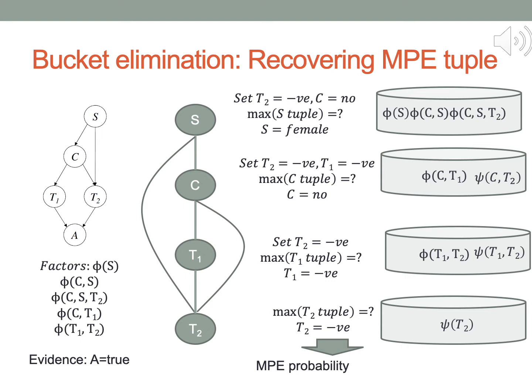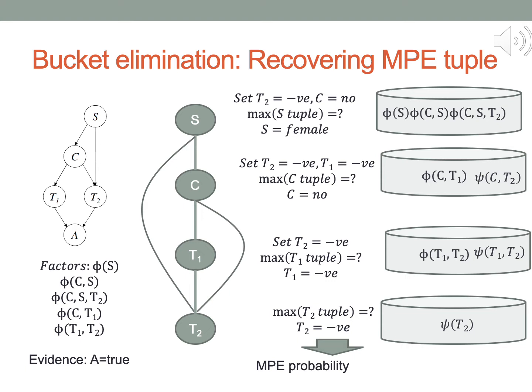At the bucket of T1, we set T2 to negative in all functions that mention T2, multiply the resulting functions to yield a function which is defined over T1. Again, you can verify that if you run the numbers in the new function obtained by setting T2 to negative and multiplying, you will find that the optimal value of T1 is T1 equals negative.